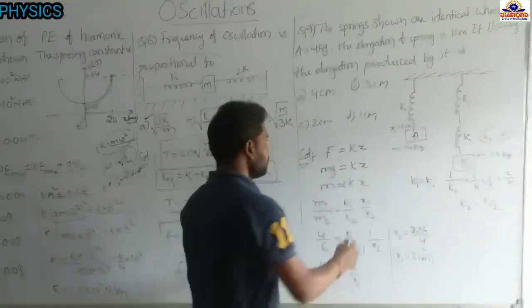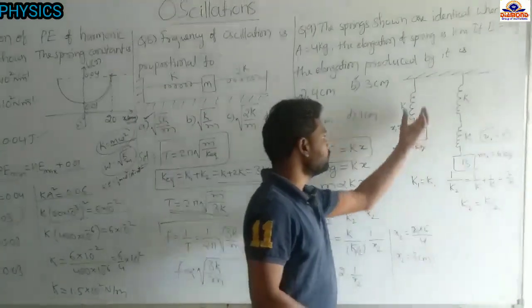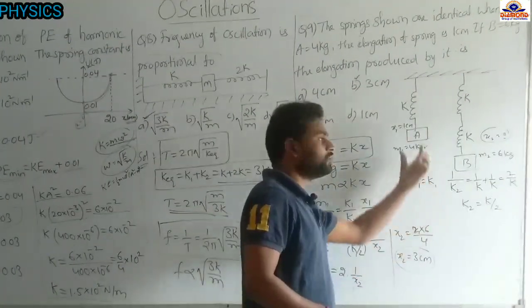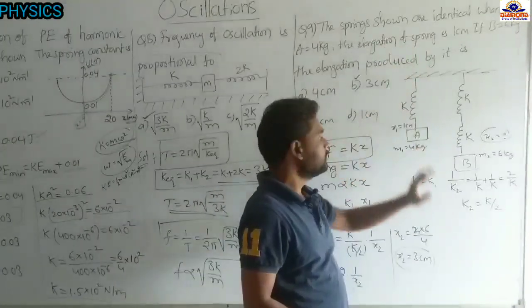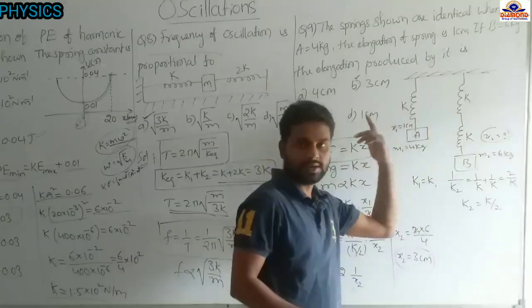We already know the restoring force is F equals Kx. The restoring force is due to the mass of the body. Weight mg acts in the downward direction, and due to its weight the restoring force develops. That means the restoring force equals the weight of the block. In both cases the masses are the same.